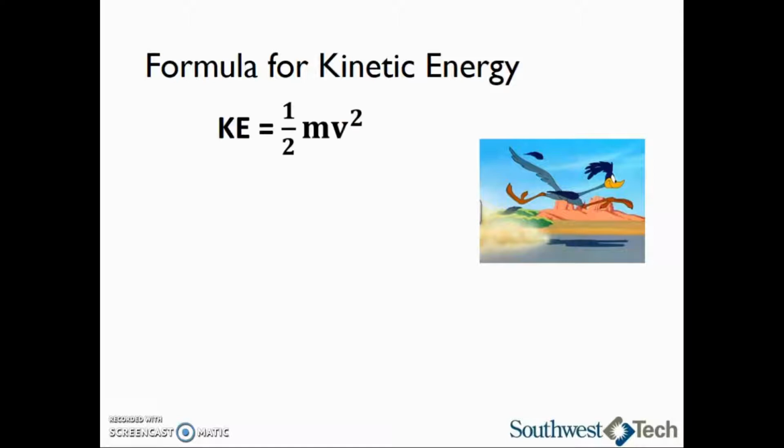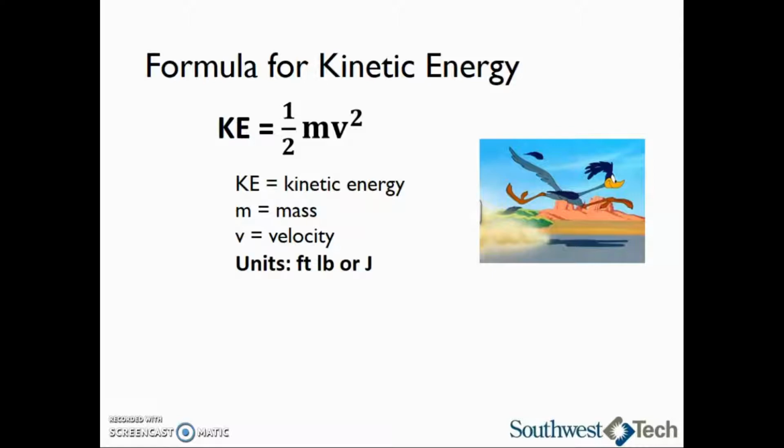To calculate the kinetic energy, we will take 1/2 m times v squared, where KE stands for kinetic energy, m represents mass, and v represents velocity. The units for kinetic energy are going to be the same as potential energy, which is either foot-pounds or joules, depending on which system the rest of our units are in.